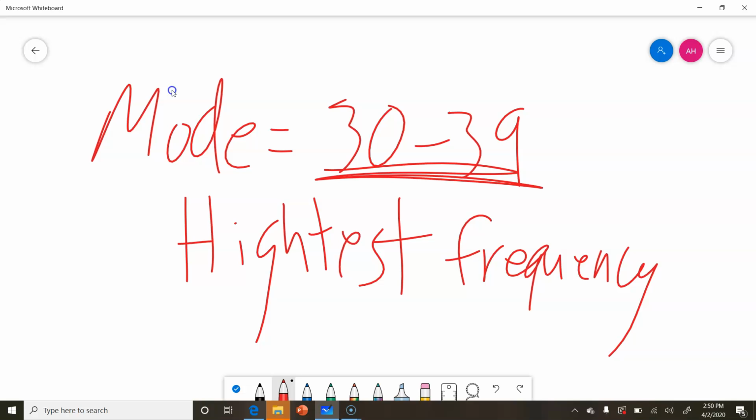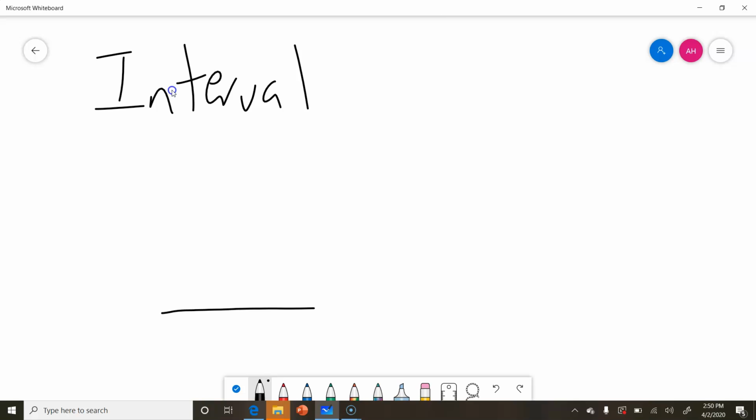Now, one thing that's important. Let's say that they give you some homework, because that's what we'll be doing next, some homework problems. So I don't want you to freak out on these. One of the things they'll do is ask you to draw a histogram. Whenever they say the interval, all that means is that's the width on the bottom.